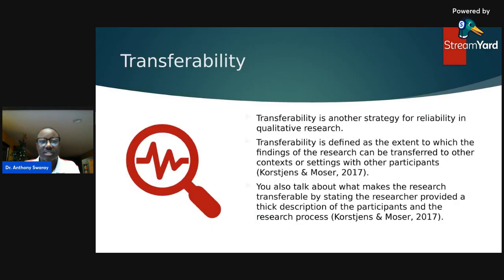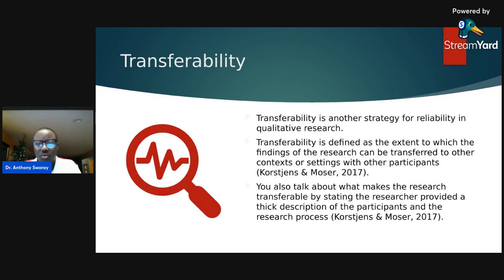Transferability. Is this research transferable? Transferability is another strategy for reliability in qualitative research. It's defined as the extent to which the findings of the research can be transferred to other contexts or settings with other participants. So this research can be transferred from other contexts to other settings with participants.